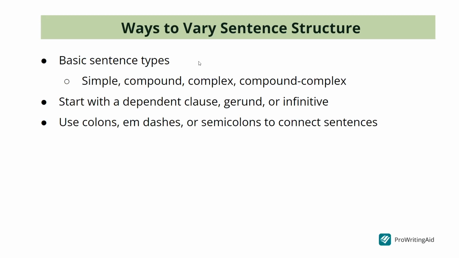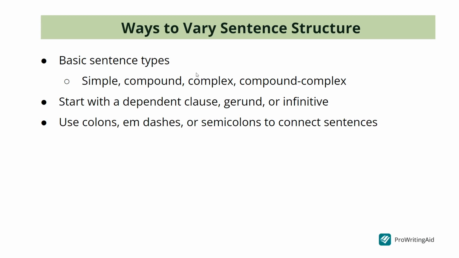A complex sentence is a sentence with a dependent clause and an independent clause, or a clause that can stand alone and one that cannot. So it needs at least one independent clause and one or more dependent clauses to be a complex sentence. And a compound complex sentence combines at least 2 independent clauses with one or more dependent clauses.